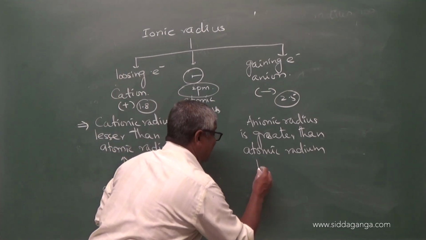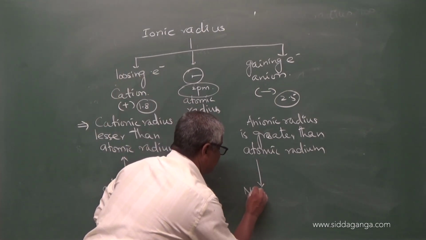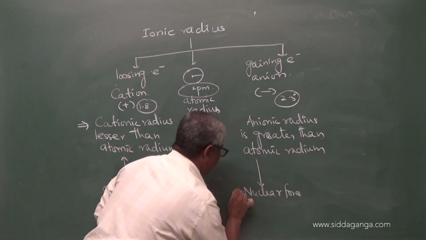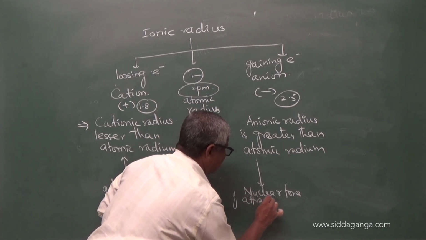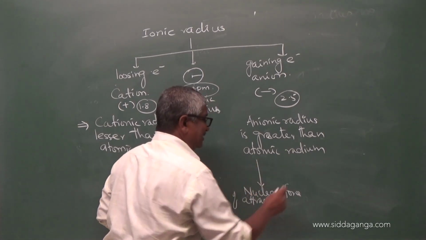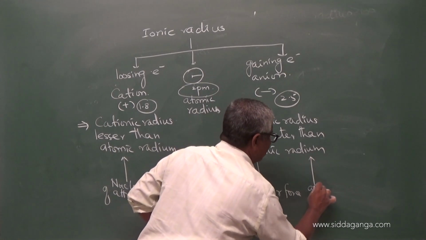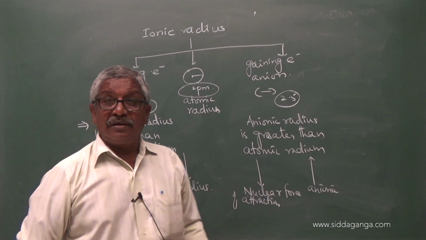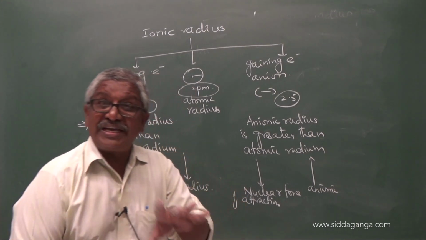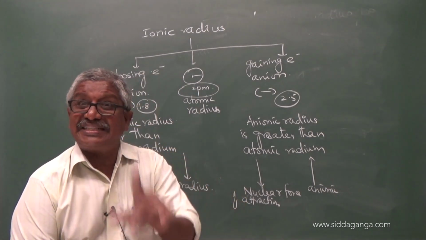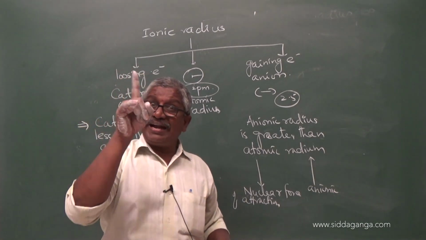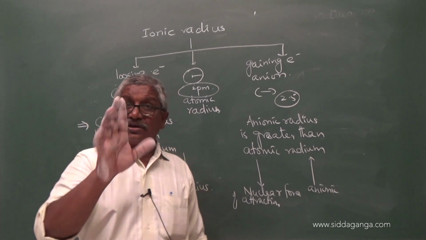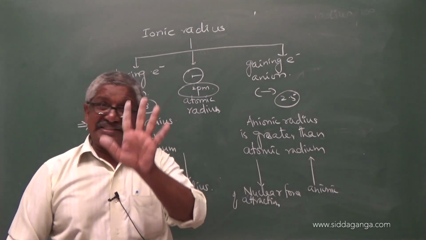Nuclear force of attraction decreases, anionic radius increases. That's the reason why cationic radius is lesser than the atomic radius, and why anionic radius is greater than the atomic radius.